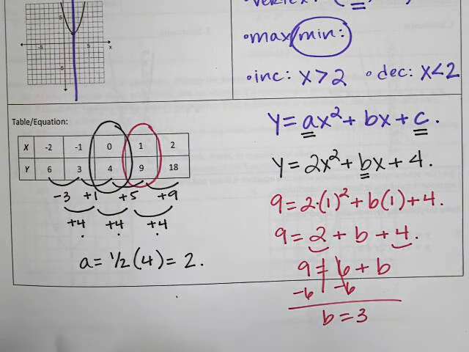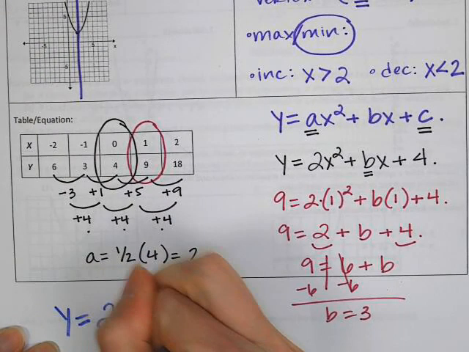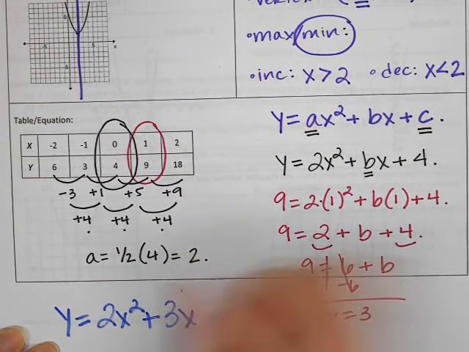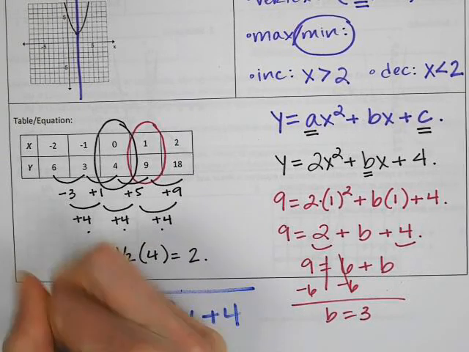All right, let's plug it all in. Final answer: y equals 2x squared plus 3x plus 4. a, b, and c all plugged in.